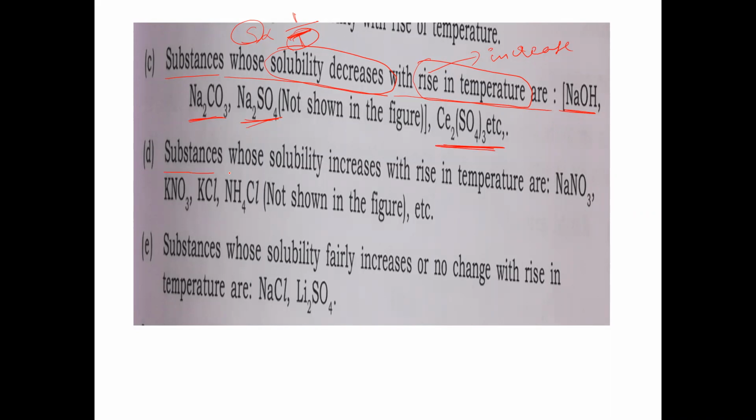Next, substances whose solubility increases with rise in temperature are, for example, NaNO3, KNO3, KCl, and ammonium chloride. In all these cases, solubility is directly proportional to temperature. This type of dissolution of compounds in water is called endothermic dissolution.